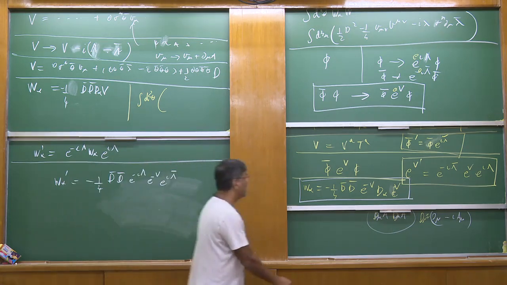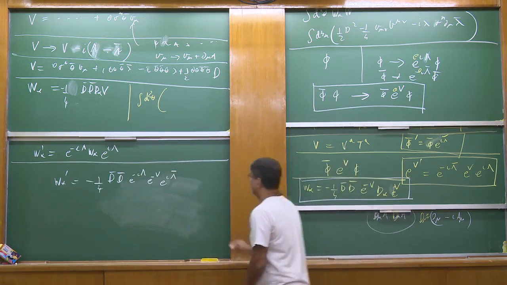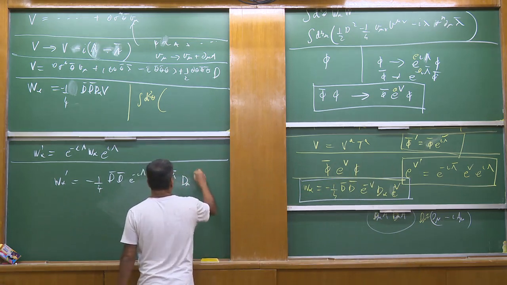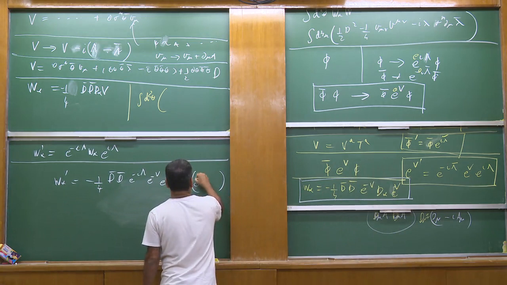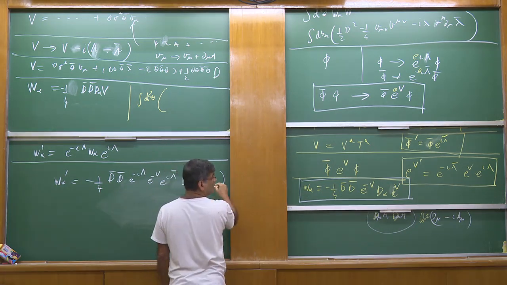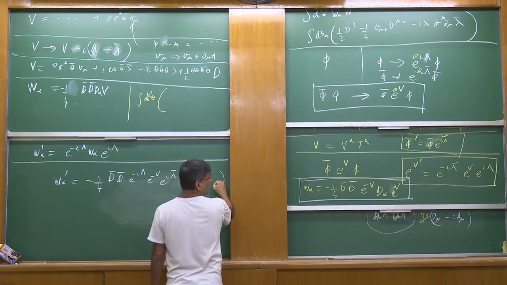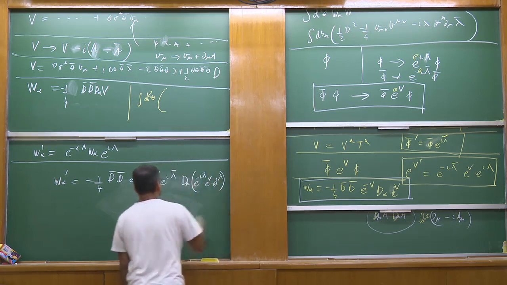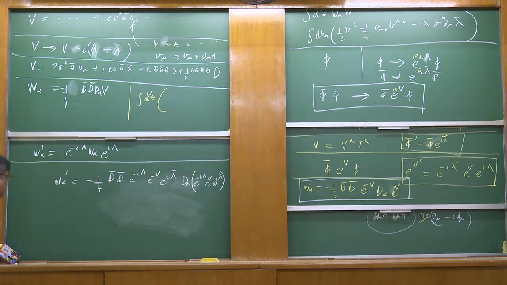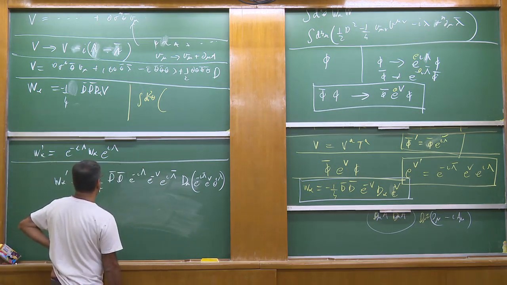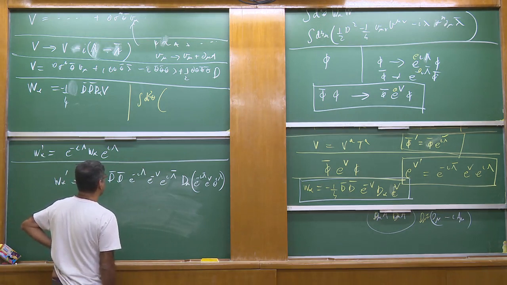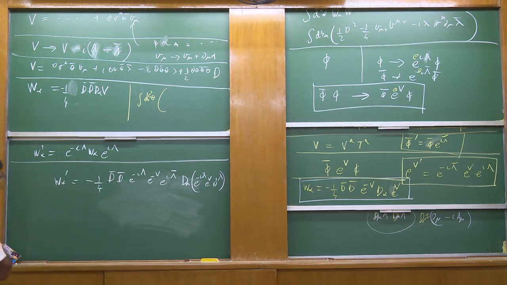Then we have D alpha of e to the power minus I lambda bar, e to the power V, e to the power I lambda. And we want to see how this guy transforms.